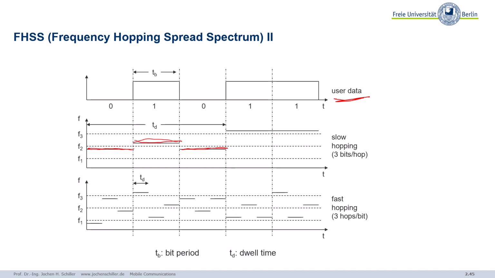And then for fast hopping, transmitting a single bit, in this simplified case, we jump already through 3 carrier frequencies here by transmitting a single bit. So that's the basic idea.